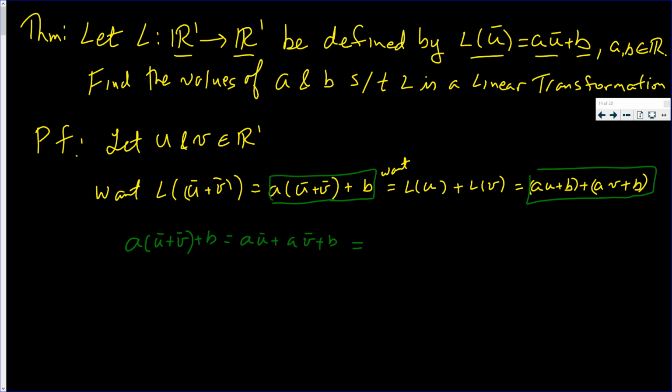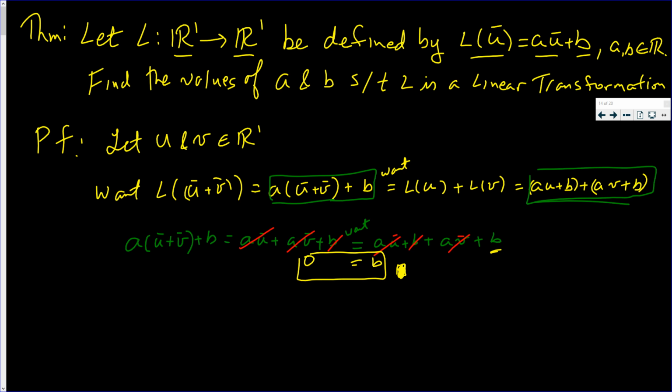And we want that to equal this: Au plus B plus Av plus B. Well, I can cross out Au from both sides, I can cross out Av from both sides, and I can cross off B from both sides. The left-hand side is 0, and the right-hand side is B. You want B to be 0. And I can stop the proof of the theorem right here.